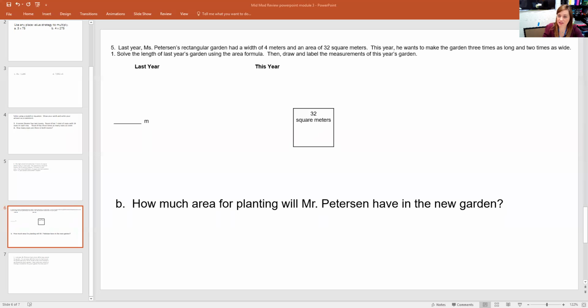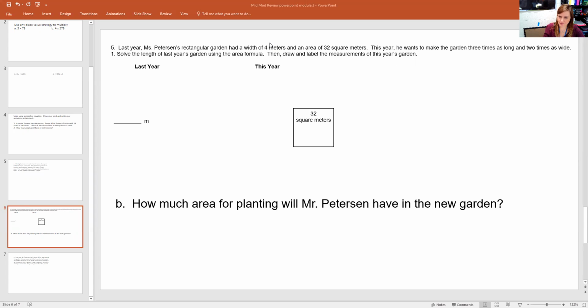Okay, we are going to continue on. Let's look at the next one. This one says last year, Mr. Peterson had a rectangular garden that had a width of 4 meters and an area of 32 square meters. This is last year. This year, he wants to make the garden 3 times as long and 2 times as wide. Solve the length of last year's garden using the area formula. Then draw and label the measurements of this year's garden.